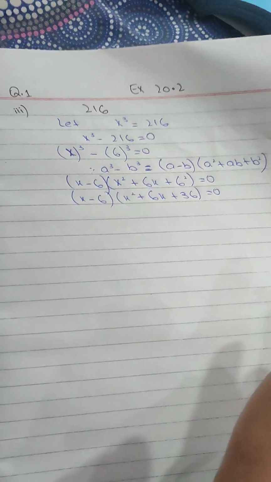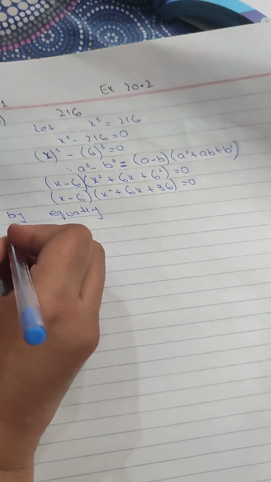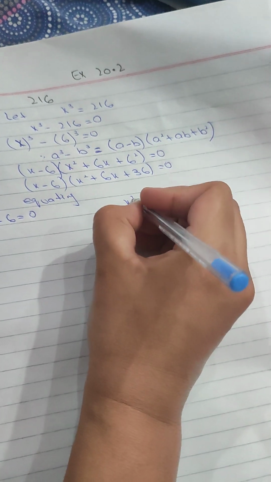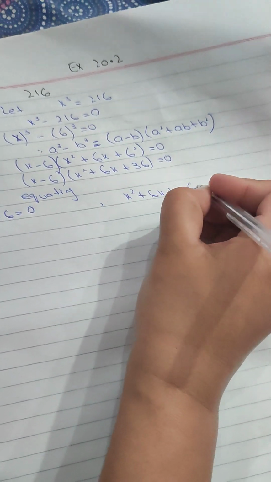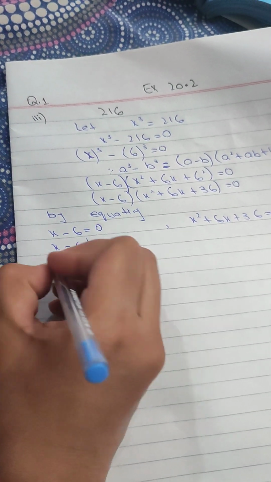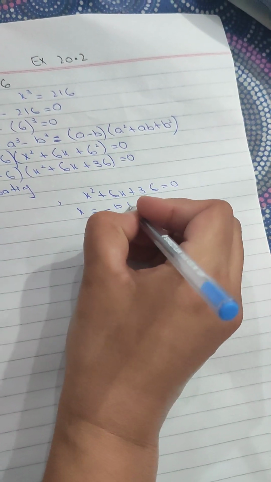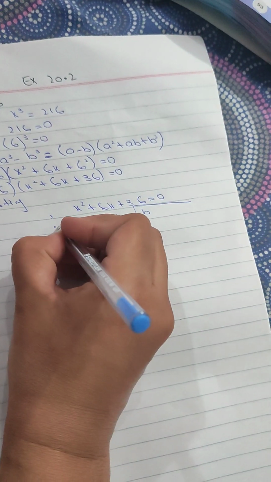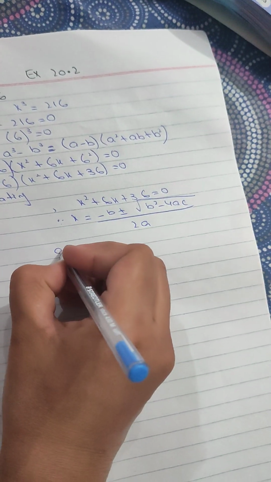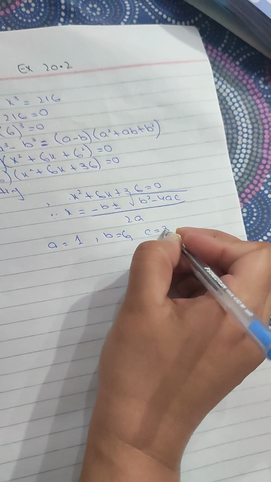These two brackets multiply to 0, so by equating you can write x minus 6 is equal to 0 for the first bracket. Similarly, the second bracket is x square plus 6x plus 36 is equal to 0. From here we find the first value of x, which is plus 6. Similarly, from here we have to apply the quadratic formula, which is minus b plus minus root of b square minus 4ac, upon 2a. Here a is equal to 1, b is 6 and c is 36.